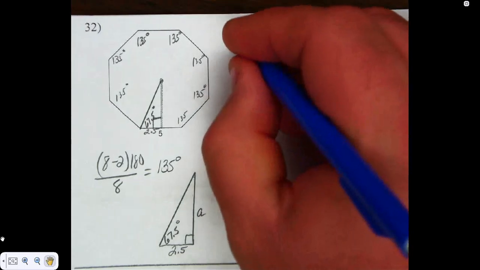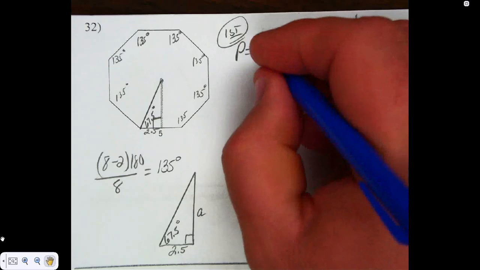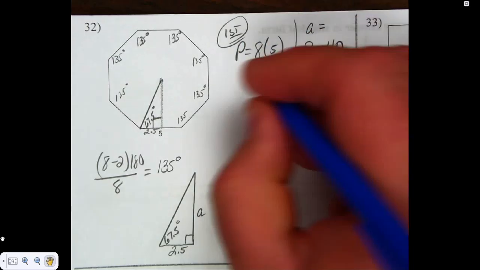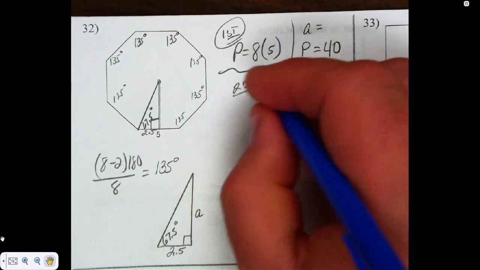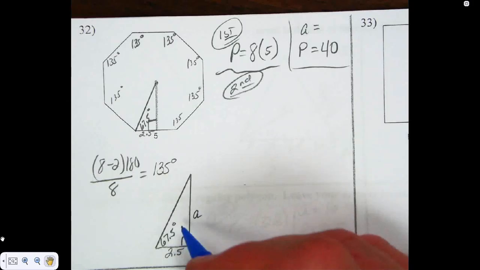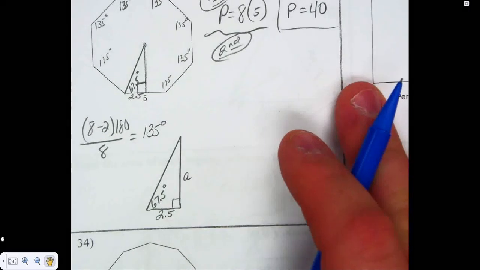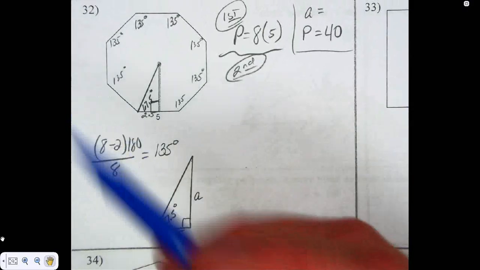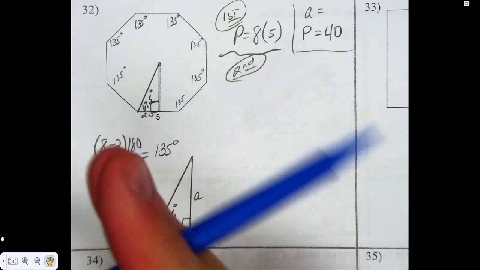Did they give me stuff to find the perimeter right off the bat? Yes. The perimeter is, how many sides are there? 8 times what is each side? Perimeter is? Easy peasy. Second, I need to use the triangle to find my apothem. Did they give me a special right triangle here? No. They didn't, did they? So I can't use, it's neither one of those, is it? So what's the only thing left to use?